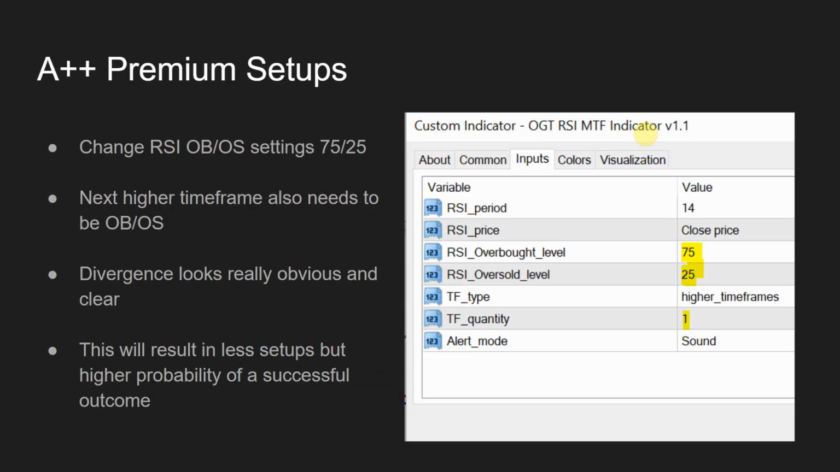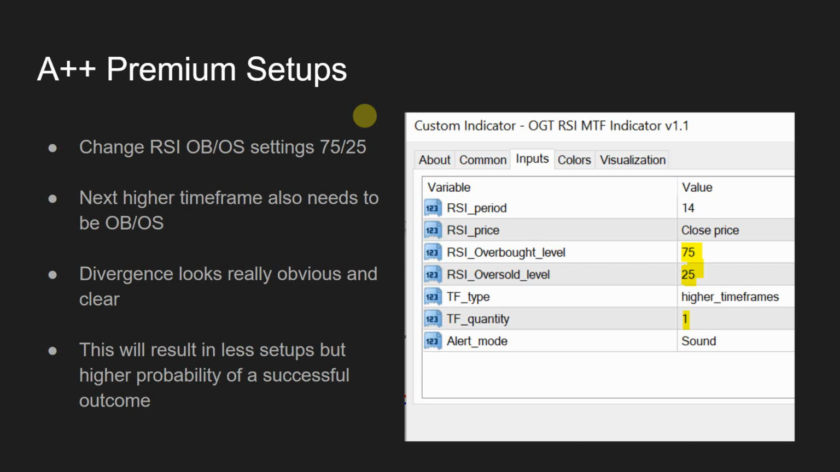So, as I mentioned, we need to tweak the RSI MTF indicator to really get the A++ premium setups. What we need to do is change the RSI overbought oversold settings to 75 and 25. And what that does is give you alerts when the RSI gets to 75 for overbought and 25 for oversold.